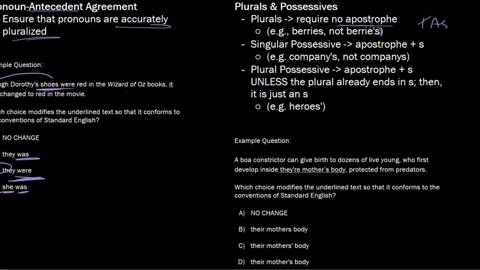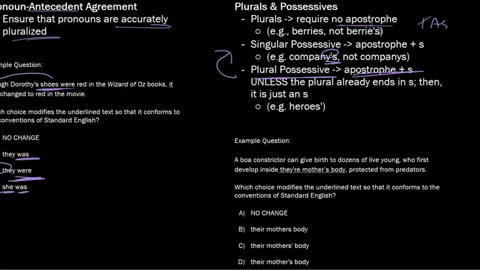All right, now singular possessives. Your apostrophe plus S, okay? When you make something possessive, right? When something is the company's, okay? Say the desk is the company's, you add an apostrophe S, okay? Plural possessive, also apostrophe S, unless it already ends in S, okay? This also applies for this rule.